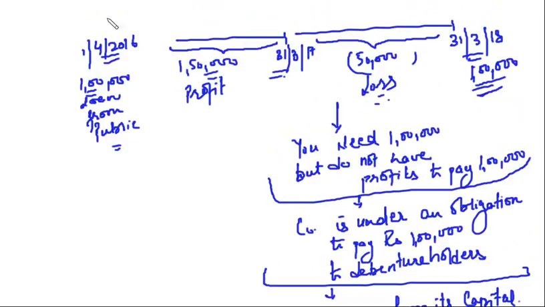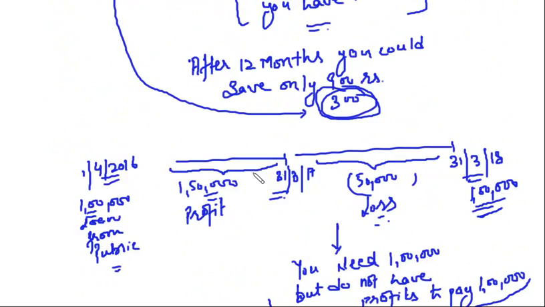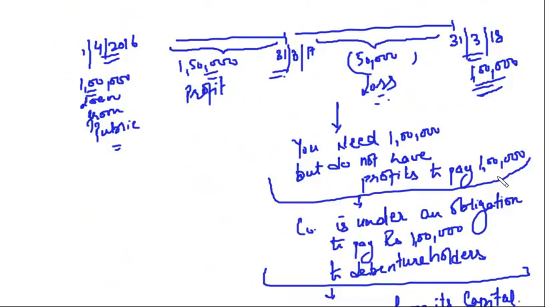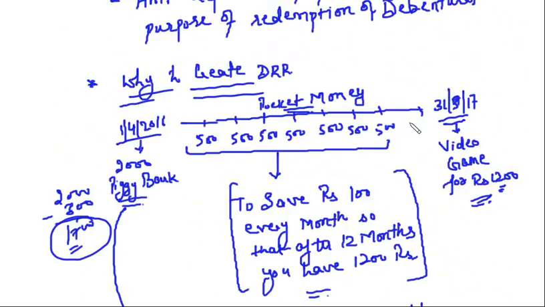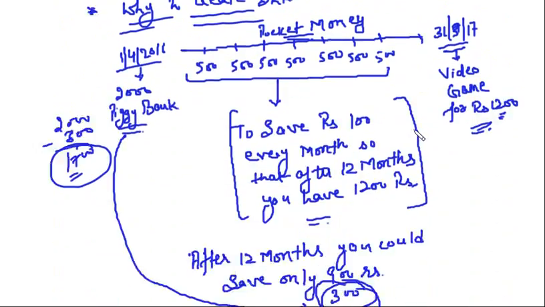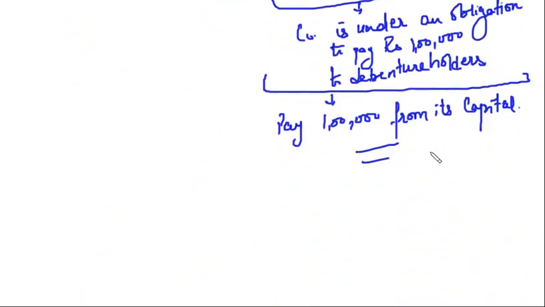So can you compare the situation with the story that I told you? Right? There was a shortfall of 300 rupees. Here there was a shortfall of 1 lakh rupees because you didn't earn the profits this year. So now you might ask, sir, where is DRR in all this? Now comes the DRR.